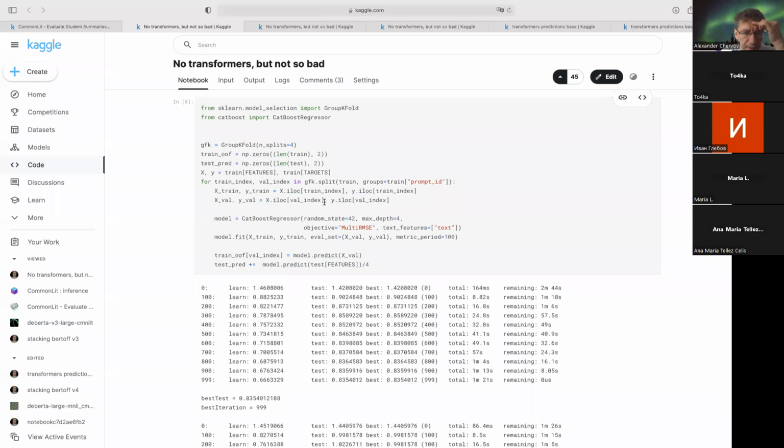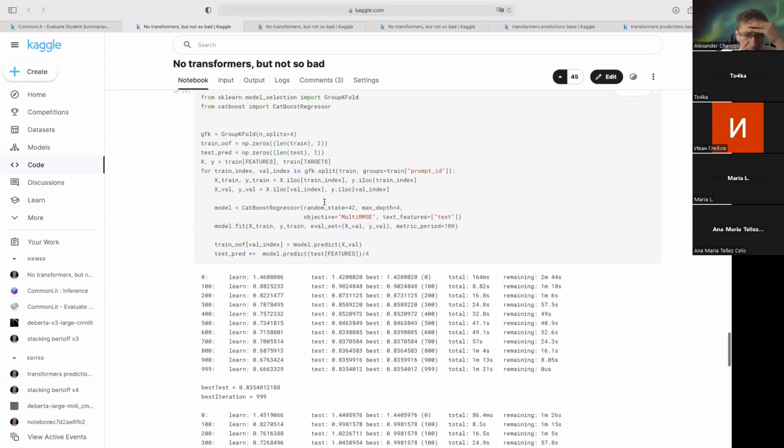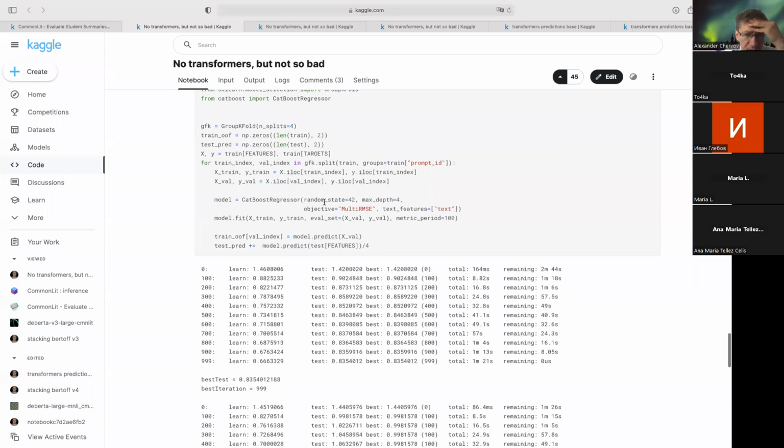Okay. And can you show again how many targets or labels we have? We have 2 target columns, and our dataset is about 7,000 samples. 7,000 samples, yes.